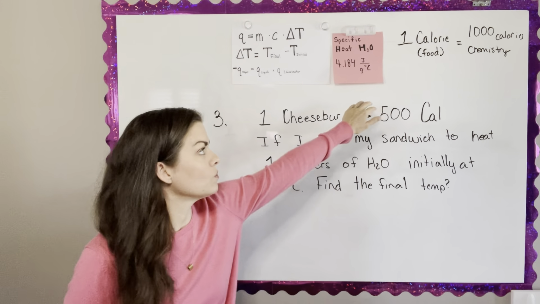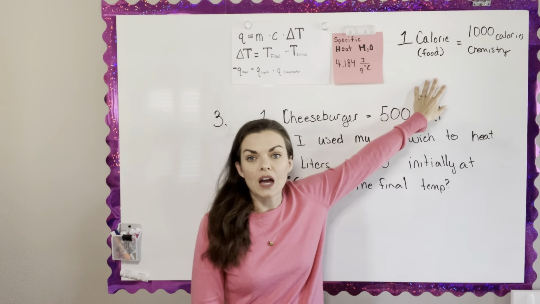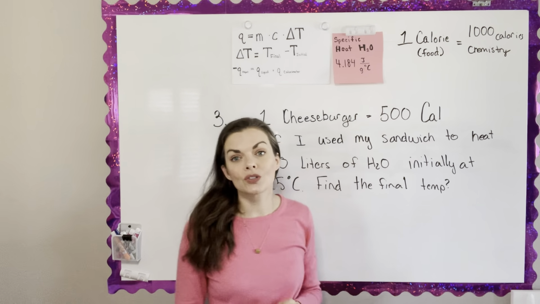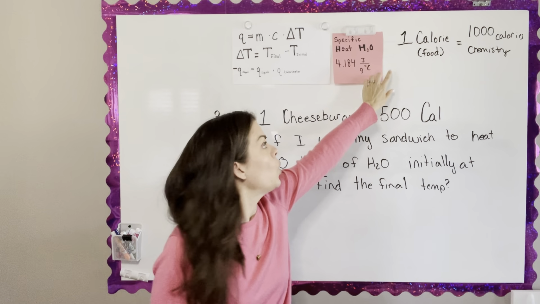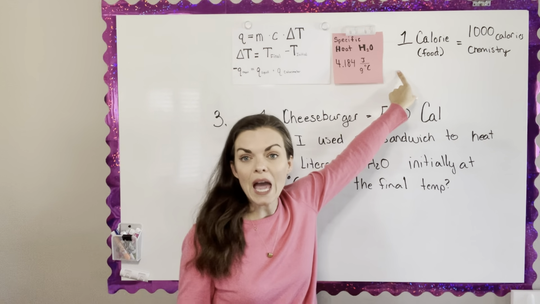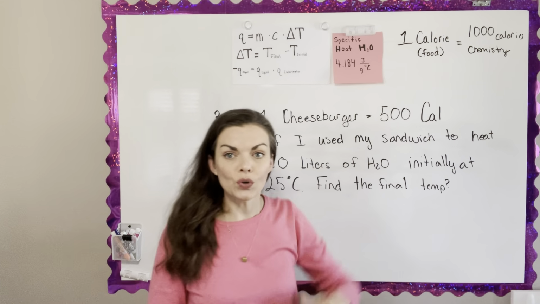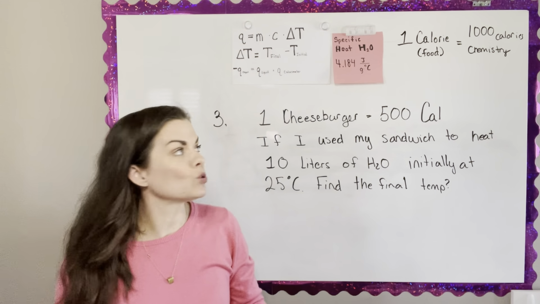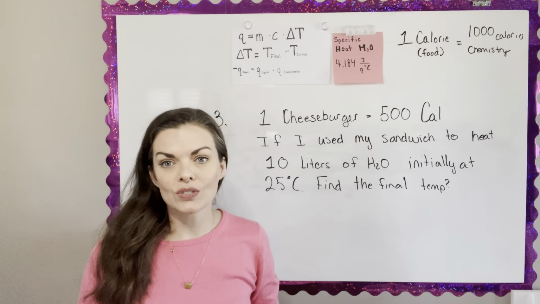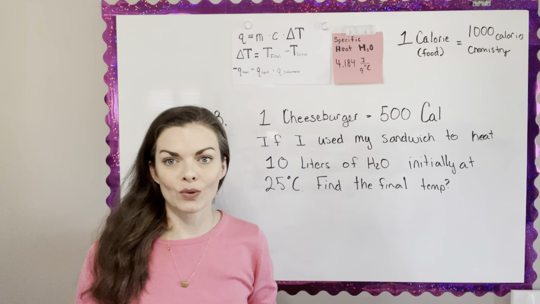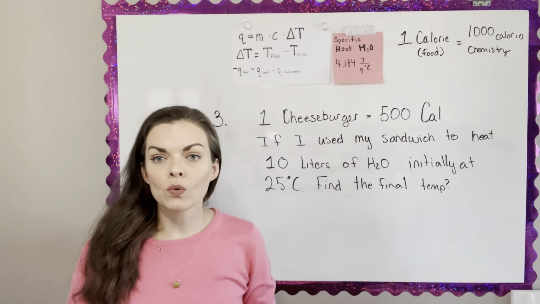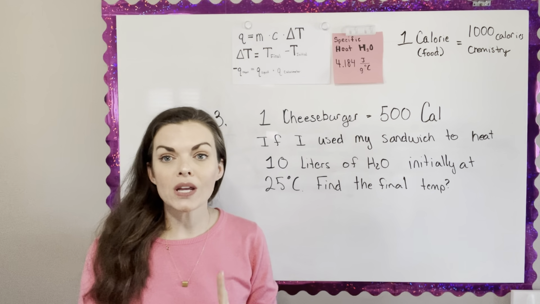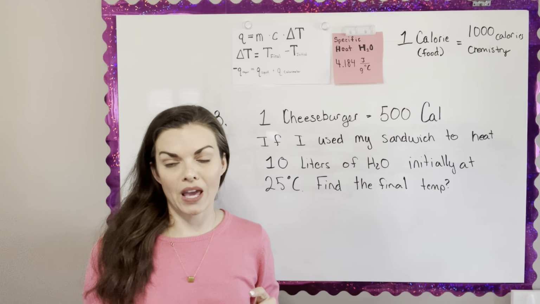I wrote a conversion unit up here that you need to learn or write down on your note card. I'll go over some of the equations later. One Calorie with a capital C is a food calorie, and that is equal to 1,000 chemistry calories, or calories with a lowercase c. So 1 food calorie is 1,000 chemistry calories.